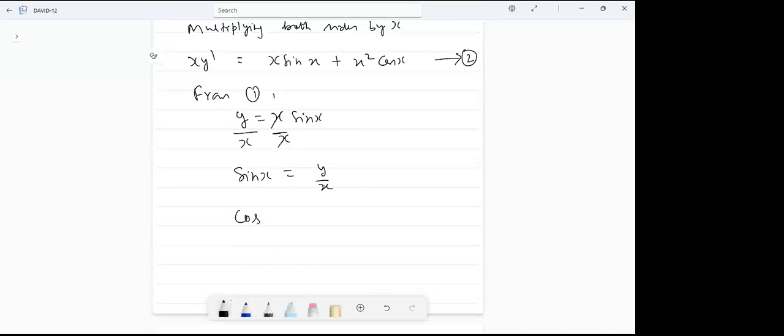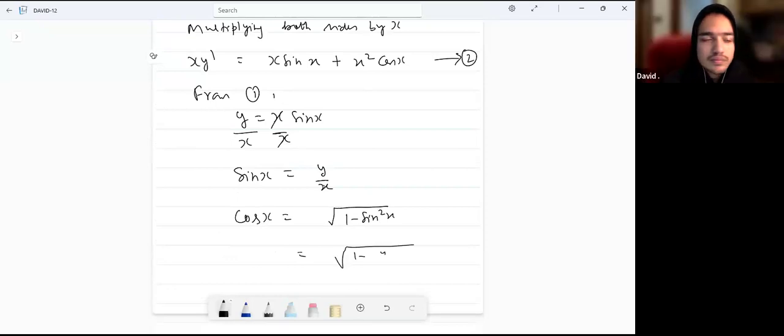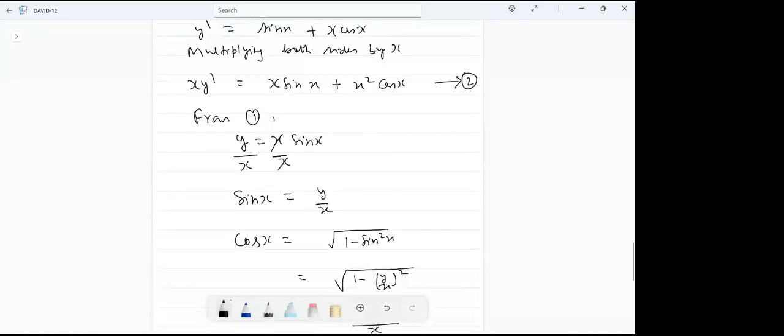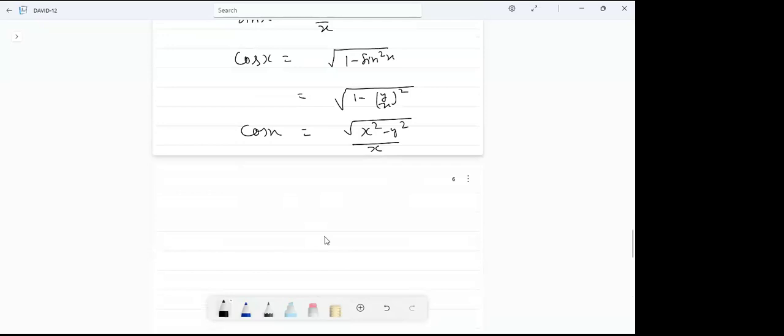y over x equals sin x, and cos x will be root over 1 minus sin square x, which is root over x square minus y square over x. So cos x equals root over x square minus y square over x. Now put the values of sin x and cos x in the given equation 2.